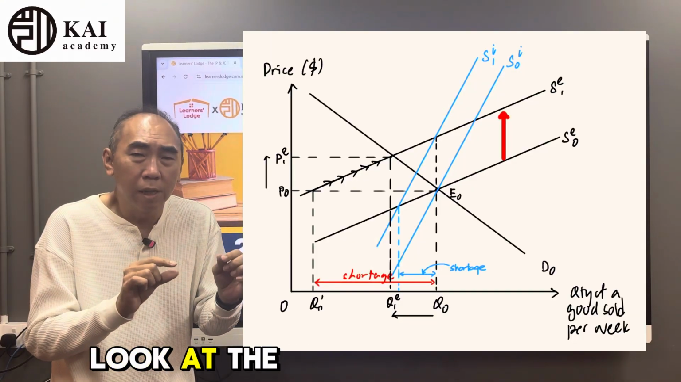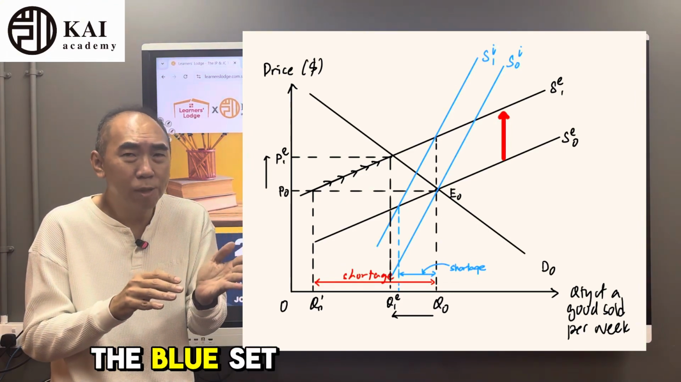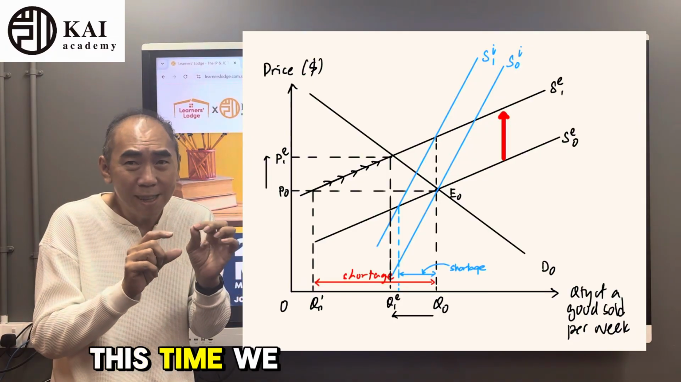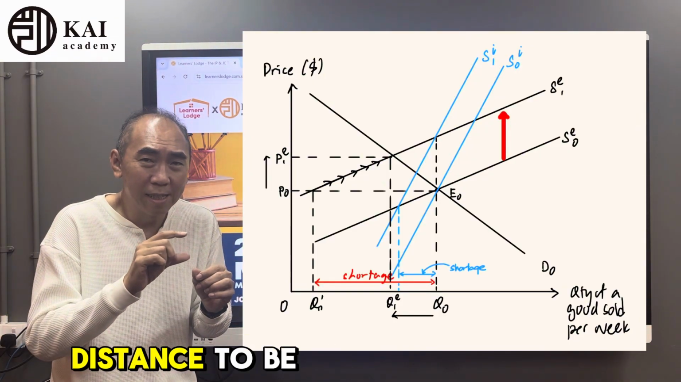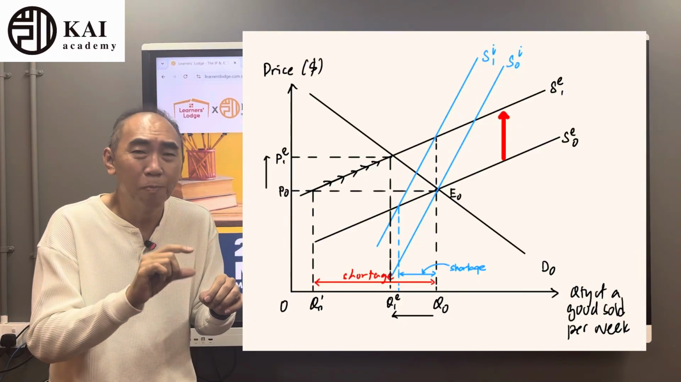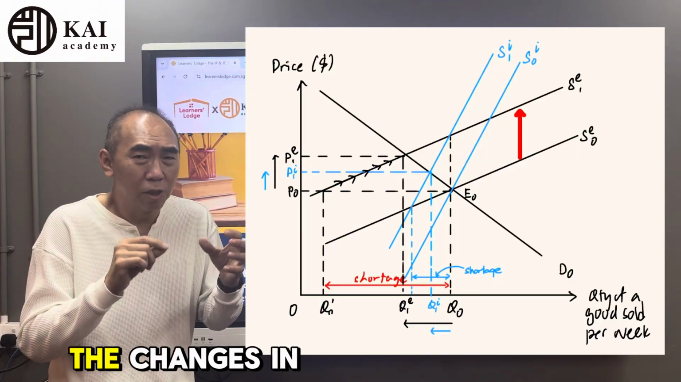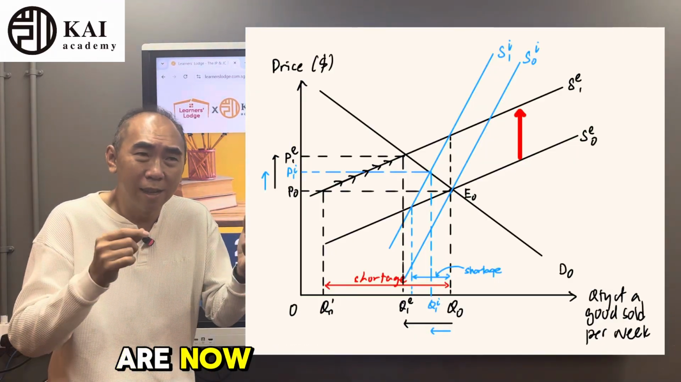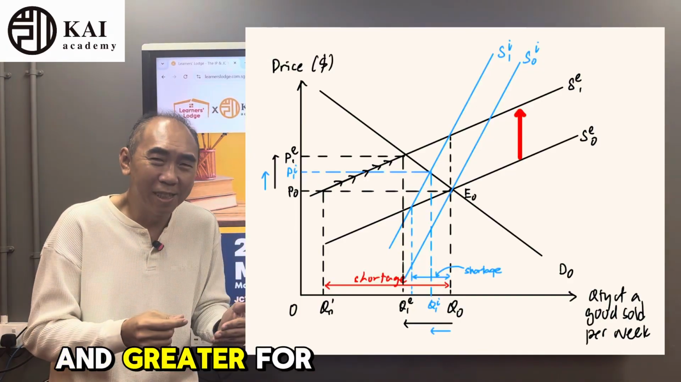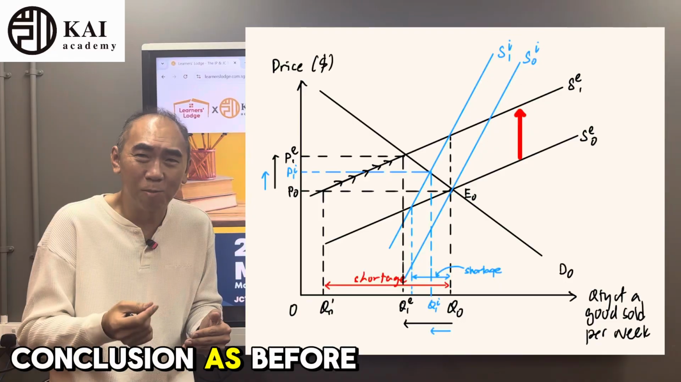Now, if you look at the two sets of supply curves again, the blue set that is more price inelastic and the black set that is more price elastic, this time we isolate the vertical distance to be the same for both sets of supply curves. Then you can see the conclusion is different from before. The changes in price and quantity are now smaller for the blue set of supply curves and greater for the black set of supply curves. Now you get quite the opposite conclusion as before.